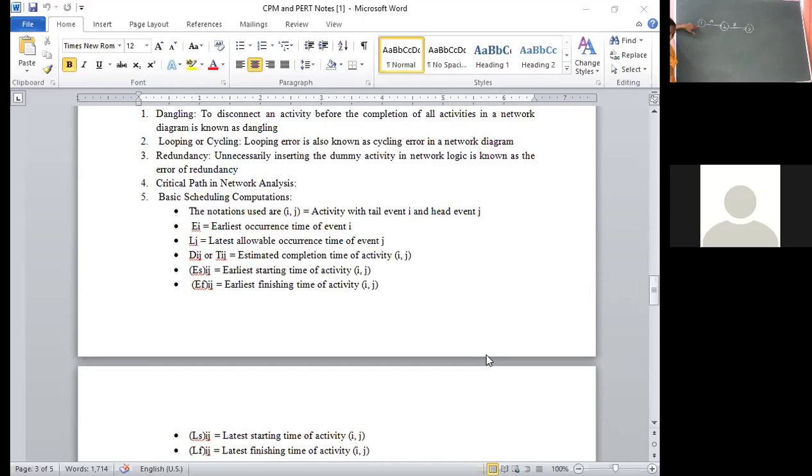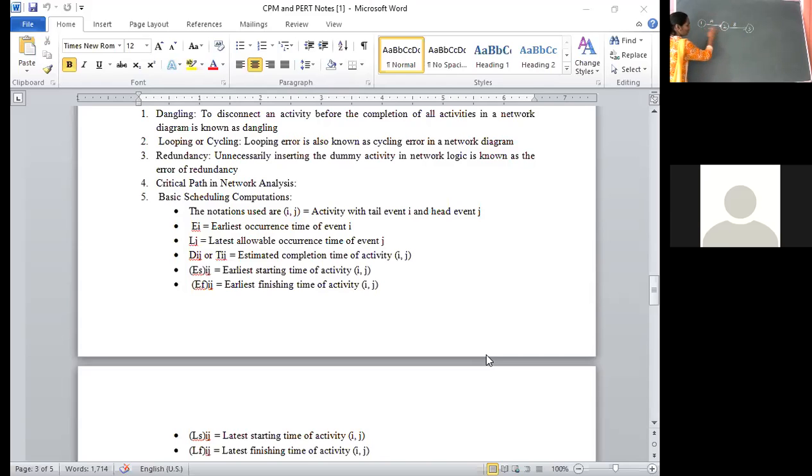Here, what does it mean? This arrow is nothing but: activity A is a predecessor or preceding activity of B. That is the definition. Listen, here how many nodes or events have I taken? 3 nodes. How many activities are we having? 2 activities. What are those? A and B.